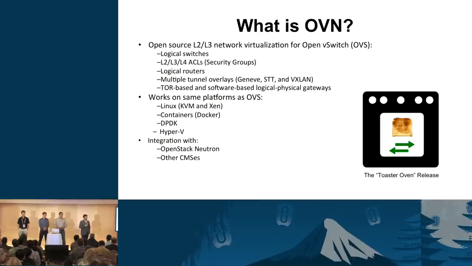In terms of integration, where OVN is used, we've been developing integration with Neutron basically in parallel with the development of OVN itself in the last 6 to 9 months. But it can also be integrated elsewhere, with other cloud management systems. There's people looking into integration with things like Kubernetes, for example, as well. So that's also being worked on.